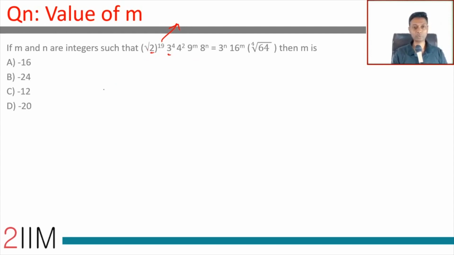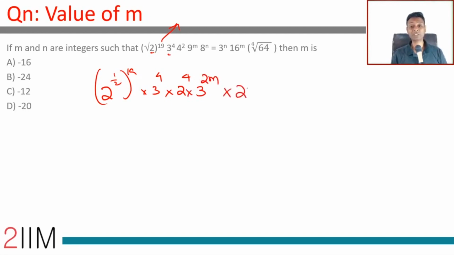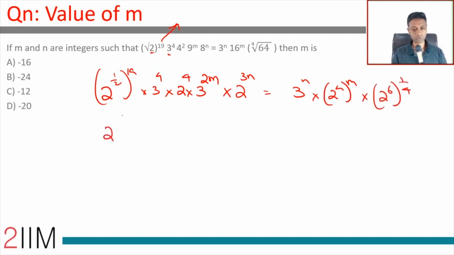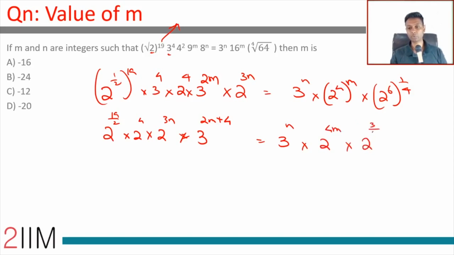So square root of 2 power 19 is 2 power 1 by 2 whole power 19, into 3 power 4, into 4 square is 2 power 4. 9 power m is 3 power 2m. 3 square power m into 8 power n is 2 power 3n equals 3 power n, 2 power 4 whole power m, into 2 power 6 whole power 1 by 4. 2 power 19 by 2 into 2 power 4 into 2 power 3n into 3 power 2m plus 4 equals 3 power n into 2 power 4m into 2 power 6 by 4, which is 3 by 2.